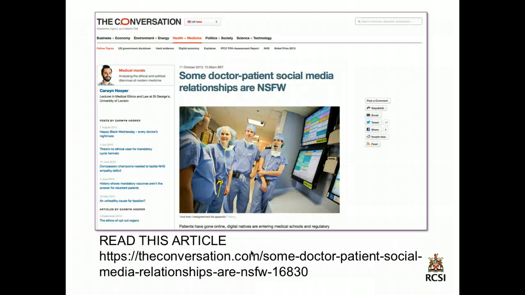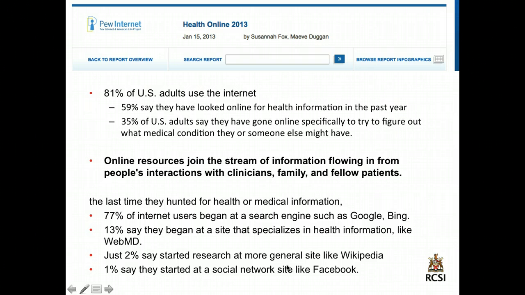Here's an interesting article which I'd like everybody to read. It is about the partnership between patients and doctors or healthcare professionals. And the title is in itself, I suppose, a little bit catchy. Some doctor-patient social media relationships are not suitable for work. NSFW. There's the URL. Please follow it and read it. Here's some research from early last year. These figures will only have increased.